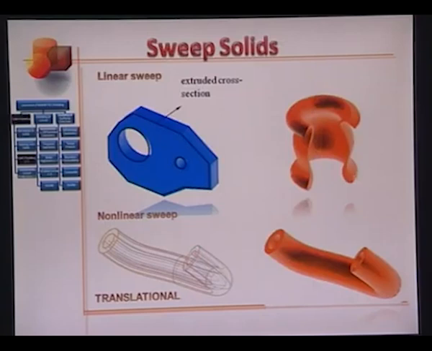Likewise, one can think of rotational sweep as well. For example, one can come up with any cross section. In particular, this is a cross section obtained by a closed spline curve or a freeform curve, and one can revolve it about an axis, in this case vertical, to get this solid. This is the rotational sweep operation.